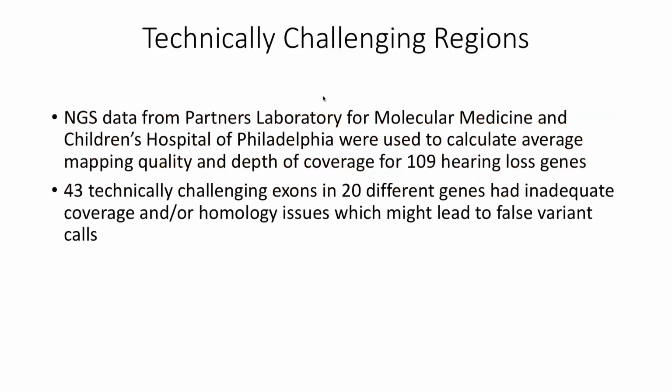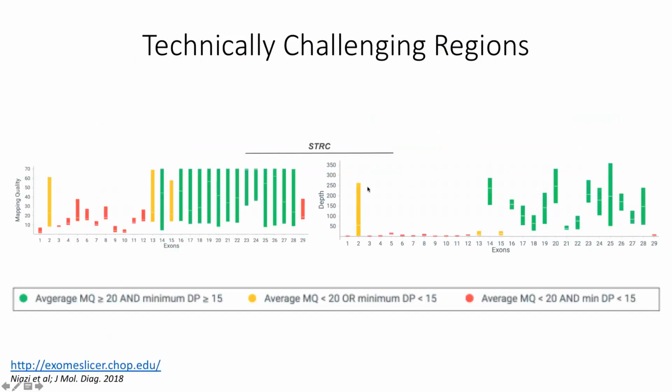And one example that's very well known in hearing loss is STRC, where there's high homology to a pseudogene. And so when you look at the mapping quality or the depth of coverage, it's actually the first half or so of the gene that has high homology to the pseudogene. And you can really see that looking at the combined NGS data here. So like I said, you don't have to go as far as we did for this project, but something to keep in mind when you're curating.